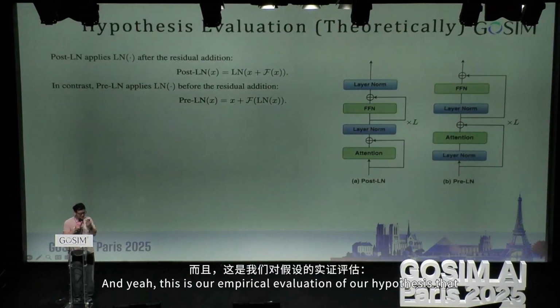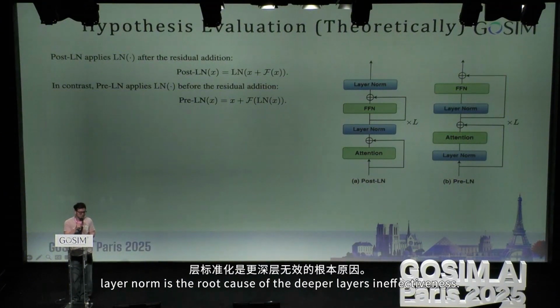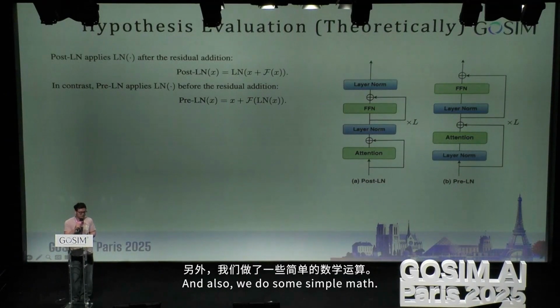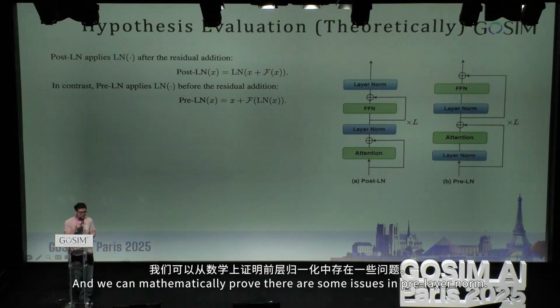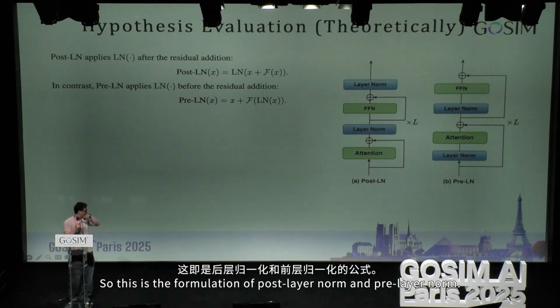And yeah, this is our empirical evaluation of our hypothesis. So layer norm is the root cause of the deeper layers' ineffectiveness. And also we do some simple math, and we can mathematically prove there's some issue in pre-layer norm. So this is the formulation of post-layer norm and pre-layer norm.